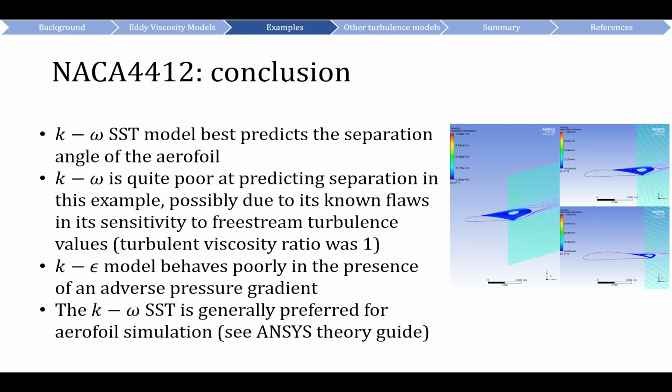The K omega model also behaves quite poorly in the presence of an adverse pressure gradient. So both the K omega and K epsilon model predicted stall angles of 18 degrees. K omega predicted 18 to 20 degrees, which is quite far off the experiment. So the main conclusion is that the K omega SST is generally preferred for airfoil simulation, and I would recommend reading the ANSYS theory guide before using this model in your own simulations.